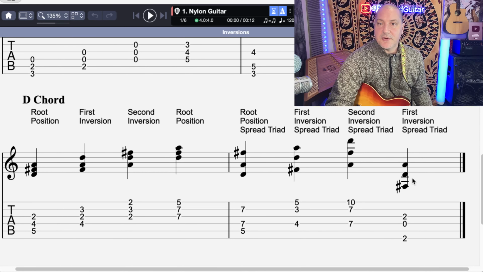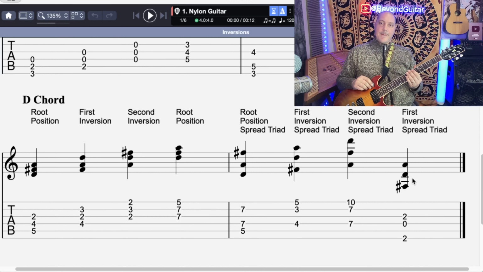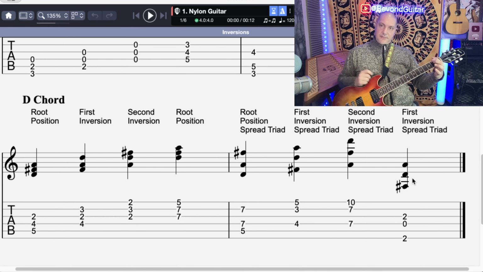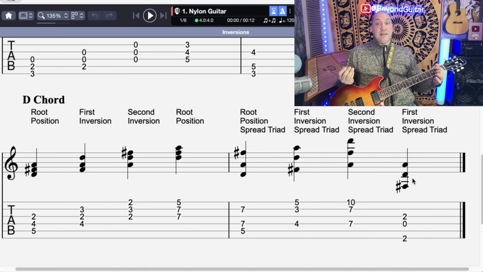Okay, final chord, this is it. Here we go. This is a spread triad, really low. Okay, we have F sharp way down low, followed by D, followed by A. F sharp, D, A. Okay, that's still a D chord, even though D's in the middle. Because it doesn't matter what order you put the notes in.